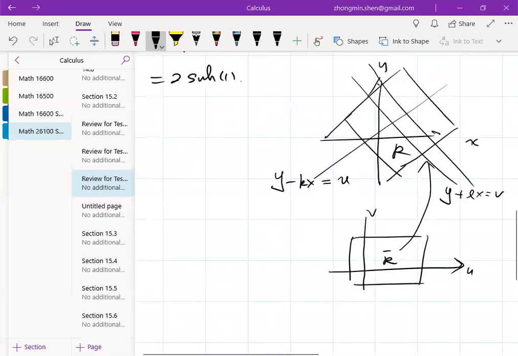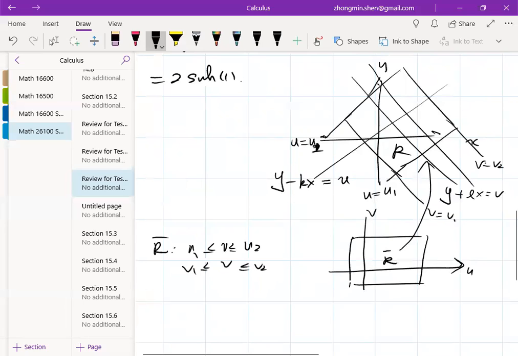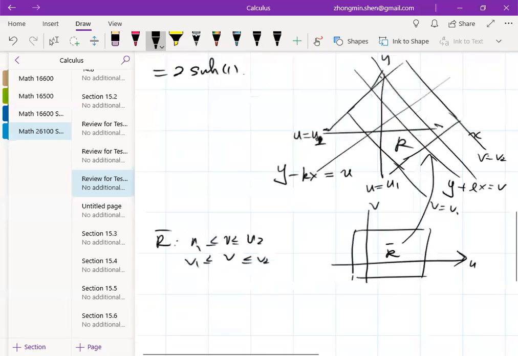If this line is u equals u1, and that one is u equals u2, you determine two values. Also for this line, v equals v1, and here v equals v2. So when v changes from v1 to v2, you get all the parallel lines between these two lines. Then the domain R bar has u between u1 and u2, and v between v1 and v2. So you get a rectangle.